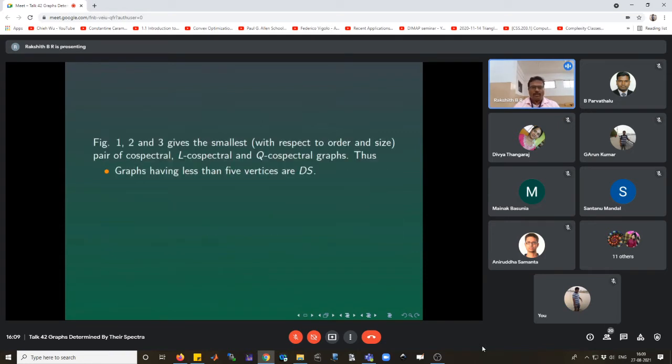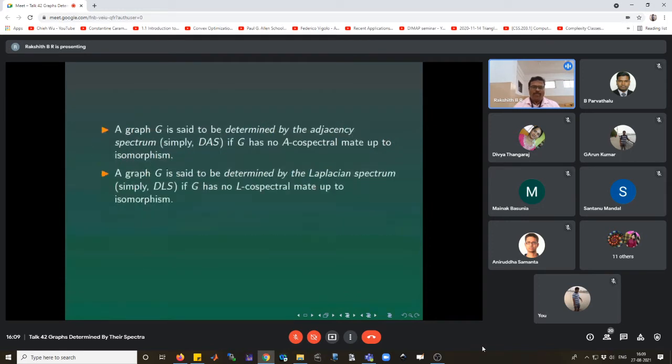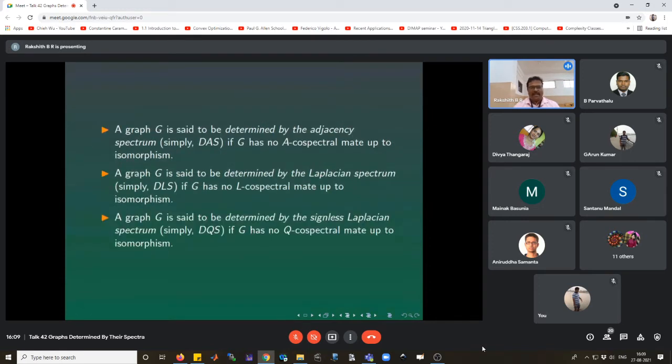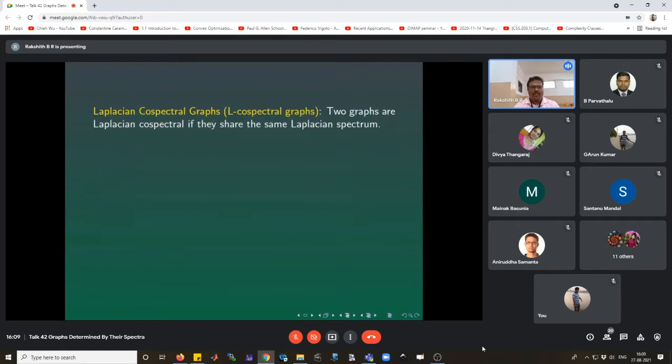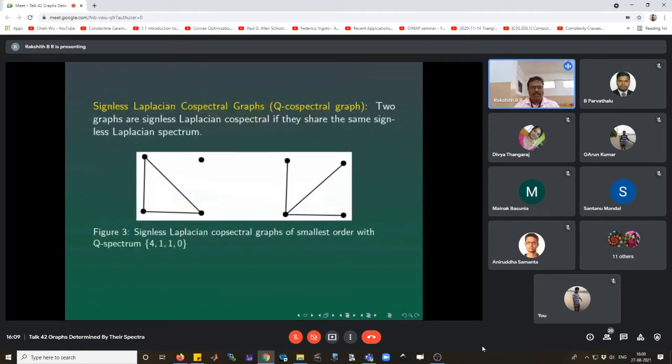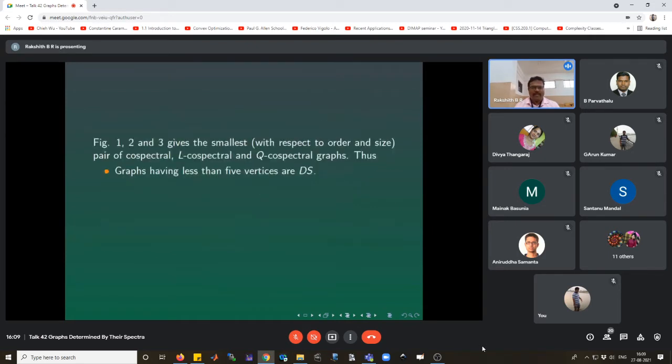You can note that I already told you this. If you look into the definitions of DAS, DLS, and DQS, and into figures 1, 2, and 3, which give the co-spectral graphs of smallest order, you can straight away say that graphs having less than 5 vertices are determined by the adjacency spectrum. Graphs having less than 6 vertices are determined by the Laplacian spectrum, and graphs having less than 4 vertices are determined by the Signless Laplacian spectrum.